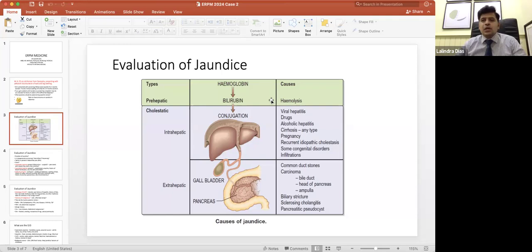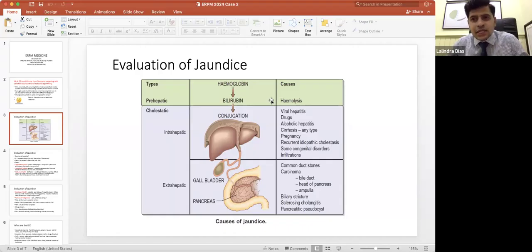Also you can ask for left-sided abdominal fullness. Why left-sided abdominal fullness? For splenomegaly. Those are the questions you should ask when you're focusing on hemolytic anemia, hemolytic jaundice.